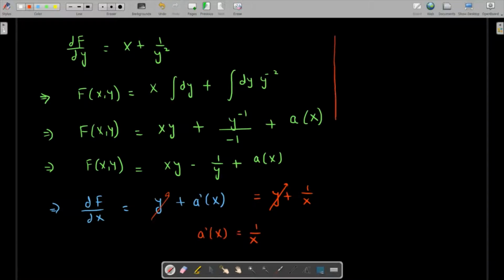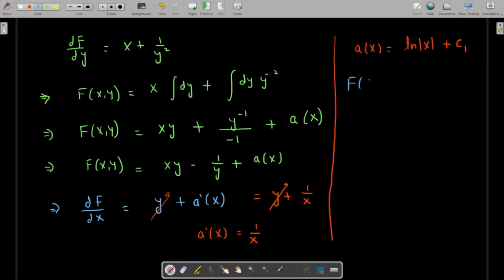So if we are going to integrate both sides of this equation, we'll get the value of A(x) as the integration of 1 over x, which is natural log of absolute value of x plus a constant of integration c1. So we got the value of A(x), so let's plug that in over here and get the final value of f(x,y), and let's equate it to c as well.